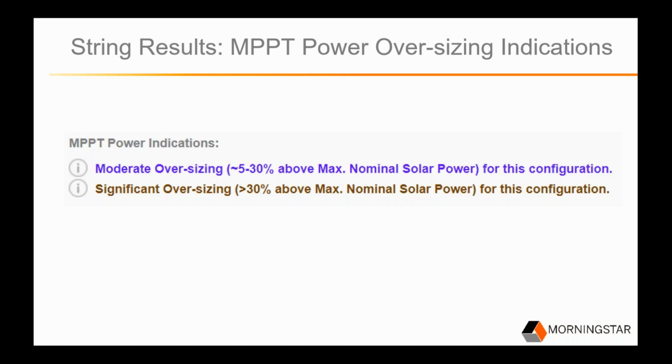However, the significant oversizing you see in brown text would typically not be advisable because you reach a point of diminishing returns, where the cost for deploying additional modules isn't worth the small amount of additional energy that they're able to deliver.